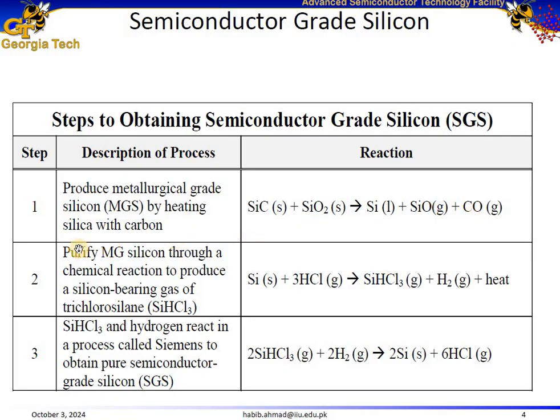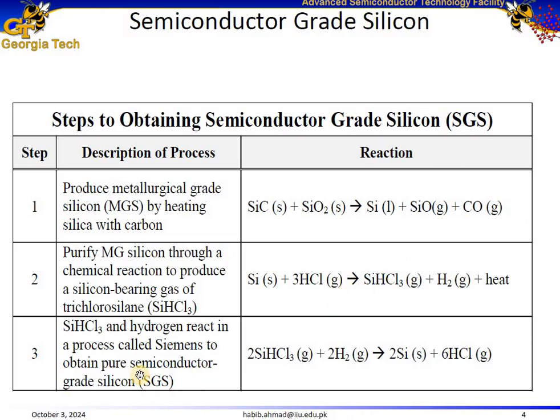Step 2 is conversion to trichlorosilane. Now, the metallurgical grade silicon, which is 98% pure, is further purified through a chemical reaction with hydrogen chloride, forming trichlorosilane gas, which is a key intermediate in the purification process.